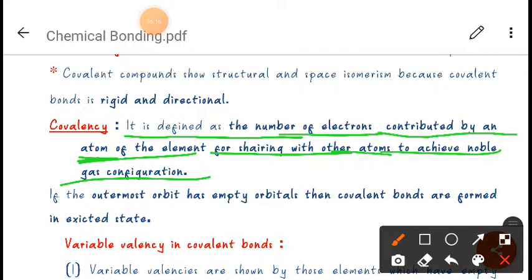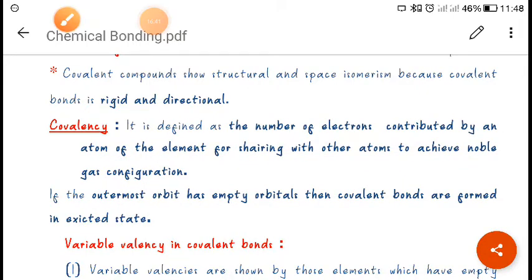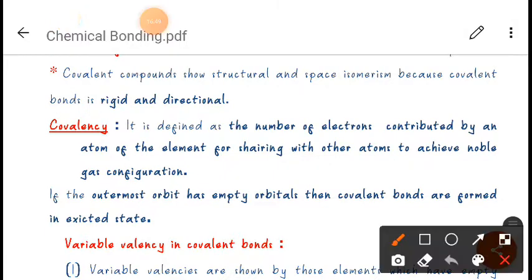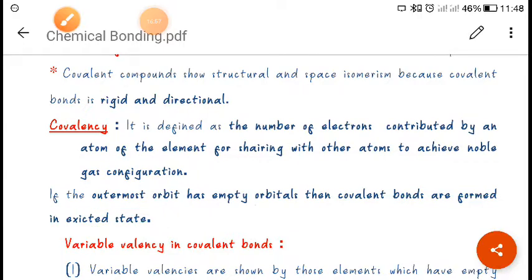So if the outermost orbit has empty orbitals, then covalent bonds are formed in the excited state. So we will learn about what the excited state is. I hope we have learned in atomic structure about ground state and excited state, right? So if the outermost orbit has an empty orbital, then the covalent bonds are formed in the excited state. So we will see this.